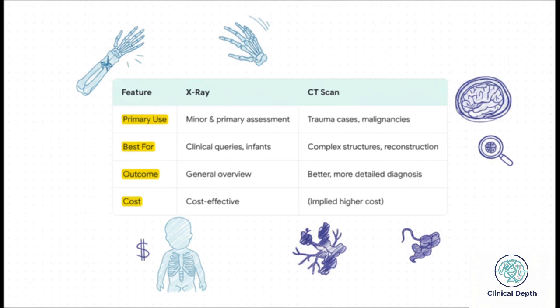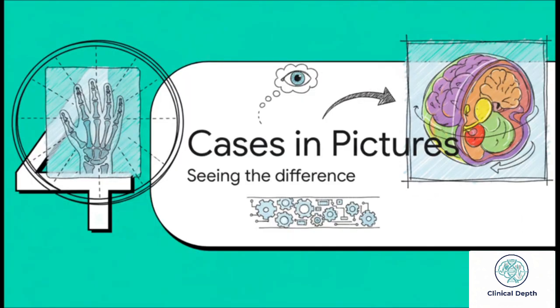Now, CT scans, they're the specialists. They're called in for the heavy lifting, diagnosing really complex trauma, hunting for tumors, or mapping out every little detail before a big surgery. The outcome isn't just a picture. It's a detailed roadmap that leads to a much more precise diagnosis. Okay, talking about it is one thing, but seeing is believing, right? Let's look at a few real-world cases side by side. This is where the difference between a 2D snapshot and a 3D model really hits home.